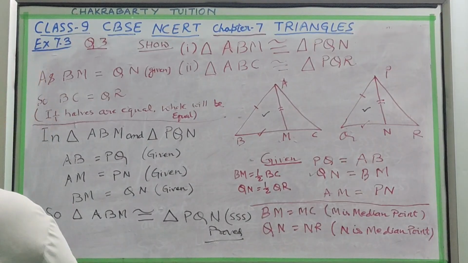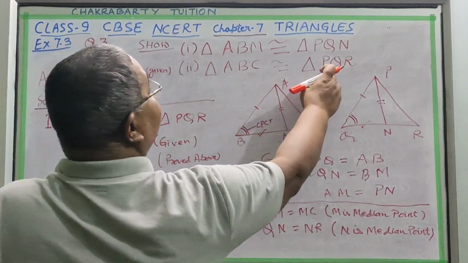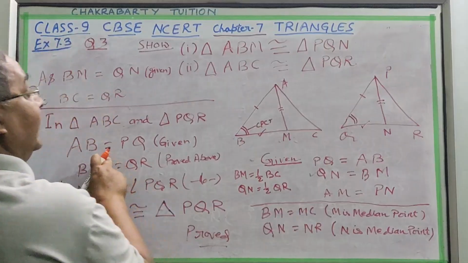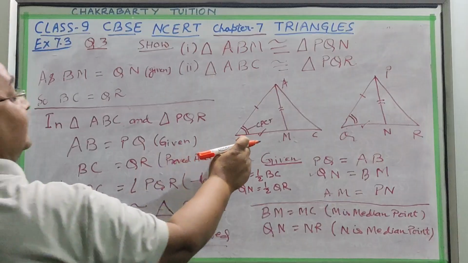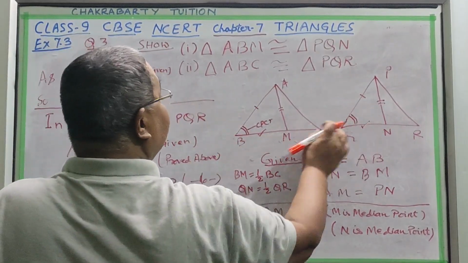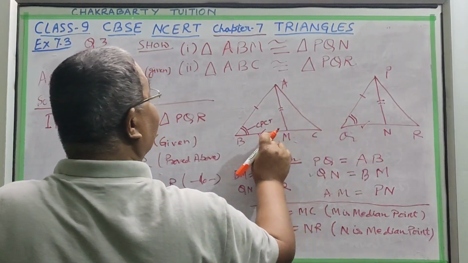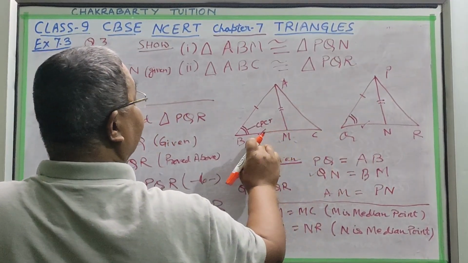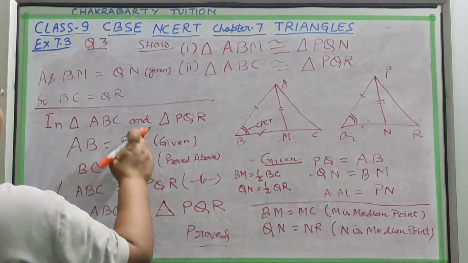Okay, now the second part means these two full triangles, ABC and PQR, we are taking. So this line is equal to this line, it is already given: AB is equal to PQ is given. Then BC is equal to QR, because we have proved above that BM and QN are corresponding parts of congruent triangles, so the halves were equal. So if half is equal, the full will also be equal. So BC is equal to QR, it is proved here also.